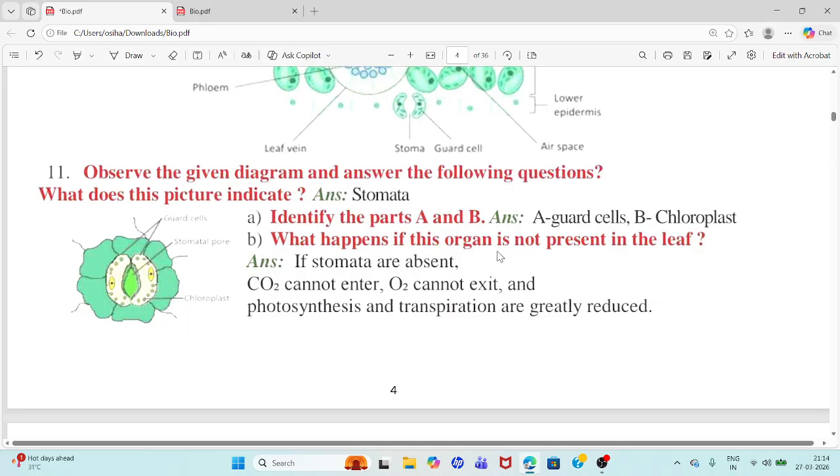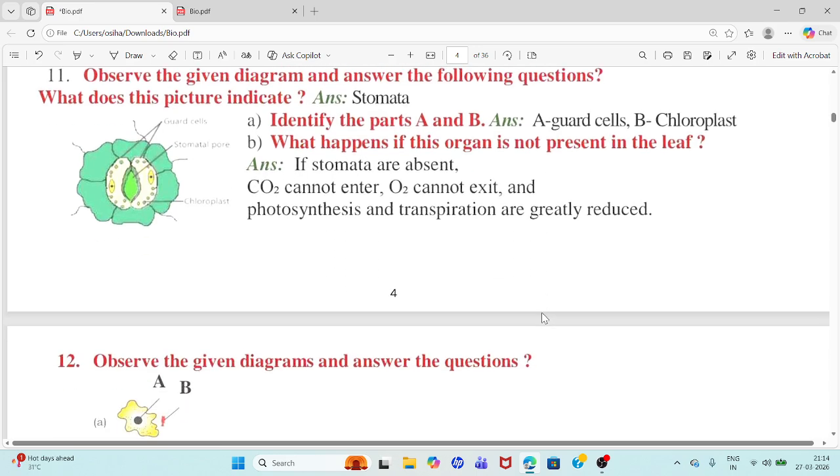What happens if this organ is not present in the leaf? Answer: if stomata are absent, then carbon dioxide cannot enter, oxygen cannot exit, and photosynthesis and also transpiration are greatly reduced. Okay.